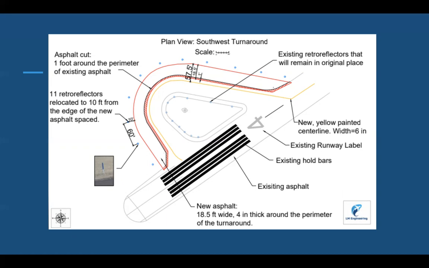And the yellow striped line is our new center line that will be painted with a width of 6 inches. And then we'll have 11 reflectors around the perimeter of the new asphalt, and like Lauren said, they'll be spaced 60 feet apart.